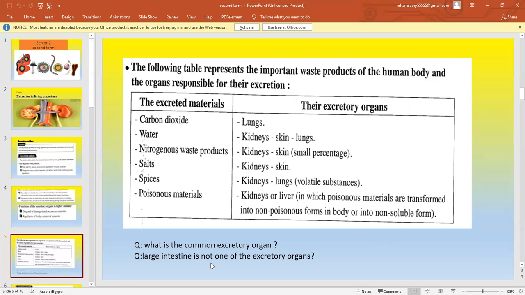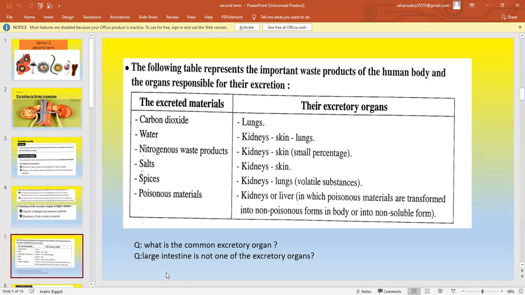Okay, so what is the common excretory organ between all of them? I have lungs, skin, kidney, and liver. Which one did you find repeated in several things? It is the kidneys. So the kidneys are the common excretory organ between many things, because the kidney excretes water, nitrogenous waste, salts, spices, and poisonous material. All of these are common in the kidney.